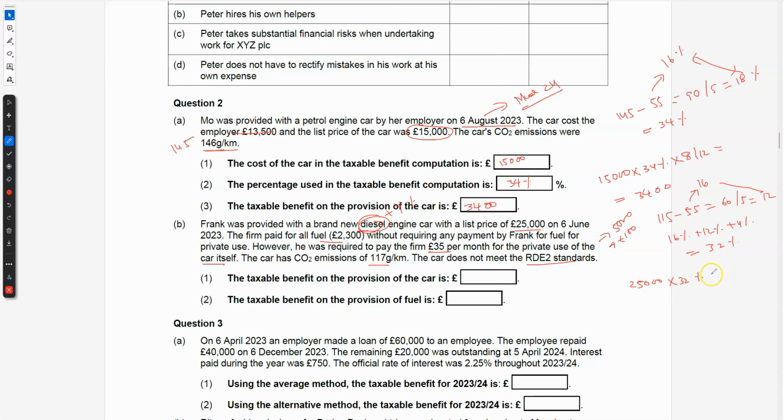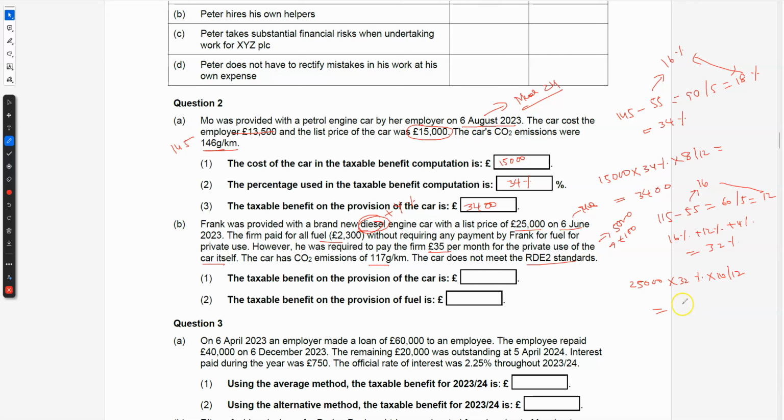And then I'm going to see how many months. So we gave the car to the employee from June, 6th of June. So June, July, August, September, October, November, December, January, February, March, 10 months. So June to March, 10 months. So multiply by 10, divide by 12.